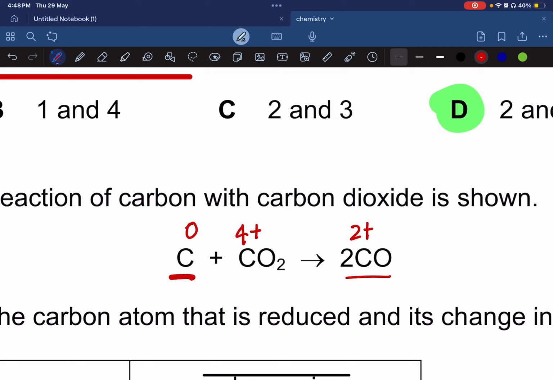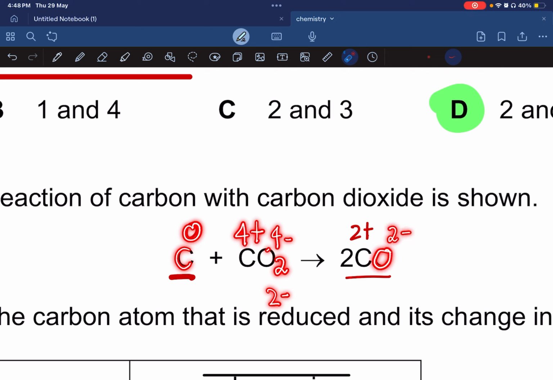How did I know this? It was easy. Look, elemental form, 0. 2 oxygens: 1 oxygen has 2 negative, so 2 oxygens would have 4 negative. To balance out a 4 negative charge, this carbon must have a 4 plus charge. Over here, I have 1 oxygen, which means a charge of 2 negative. To balance out this 2 negative, I have a 2 plus on this carbon.